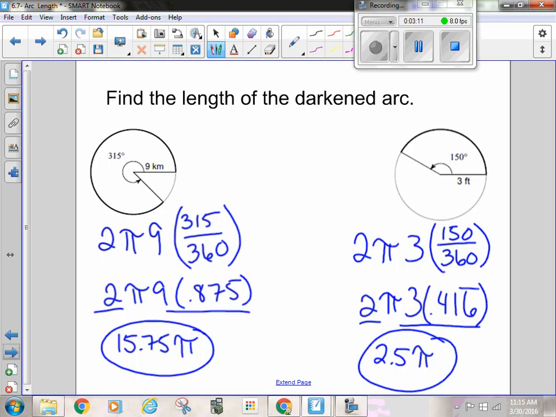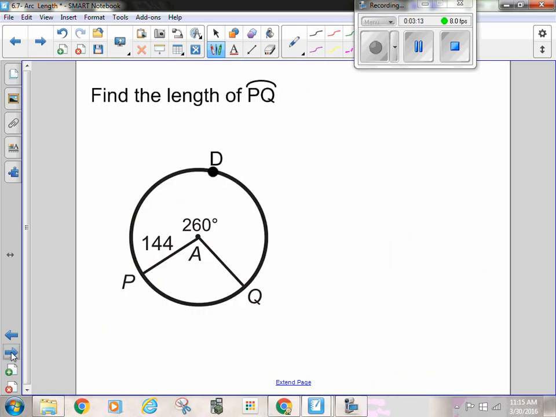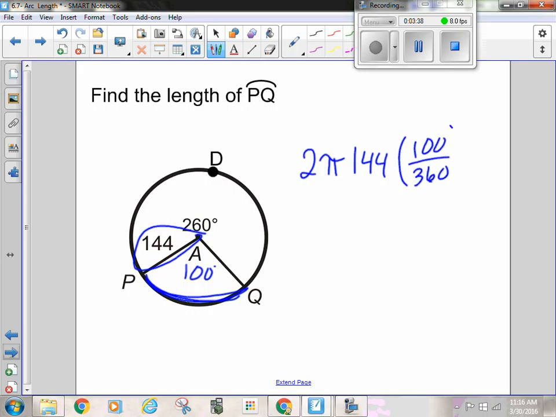Now sometimes they give us, we want the length of PQ, so it's this one, but I have the other angle measure, which I can easily find what the angle to PQ is, and that's 100 degrees, because 360 minus 260 gives me 100. Okay, again, 144 is my radius, so 2 pi 144 times 100 over 360.